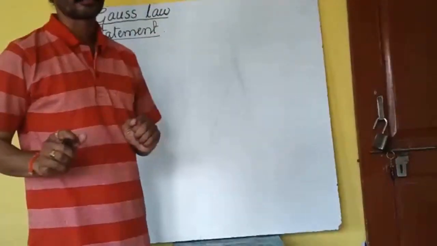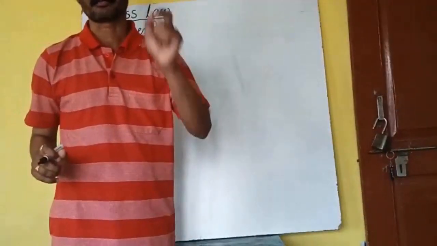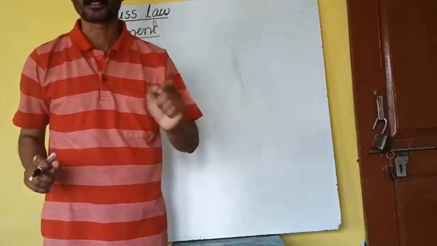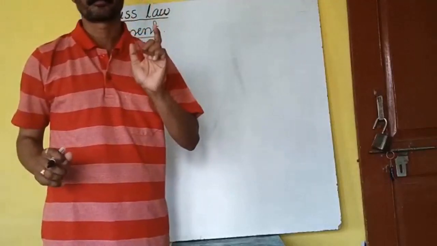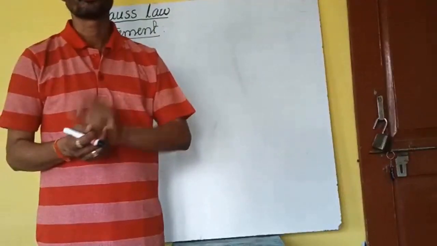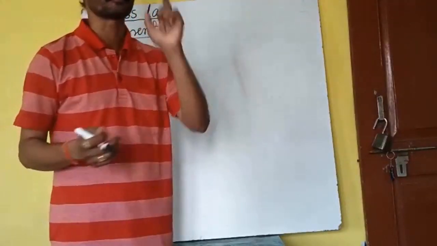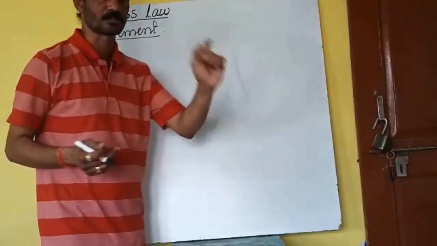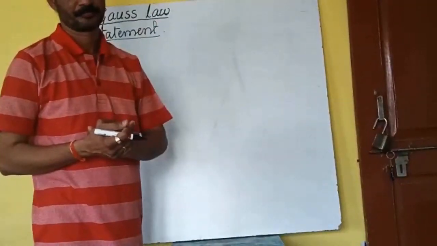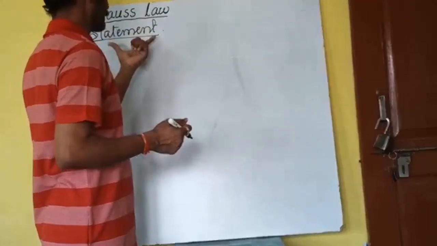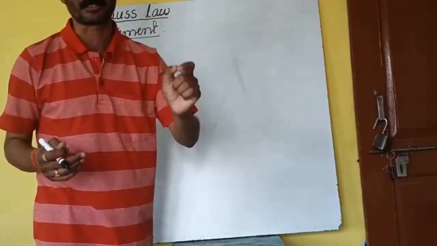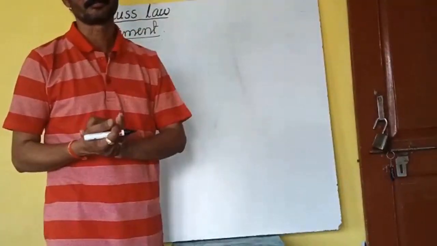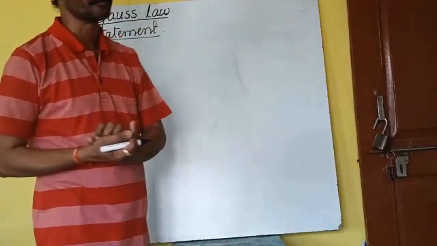Gauss law states that the total electric flux through any closed surface is equal to 1 by epsilon naught times the net charge enclosed by it. So this Gauss law first determines electric flux. Using that we can determine electric field.